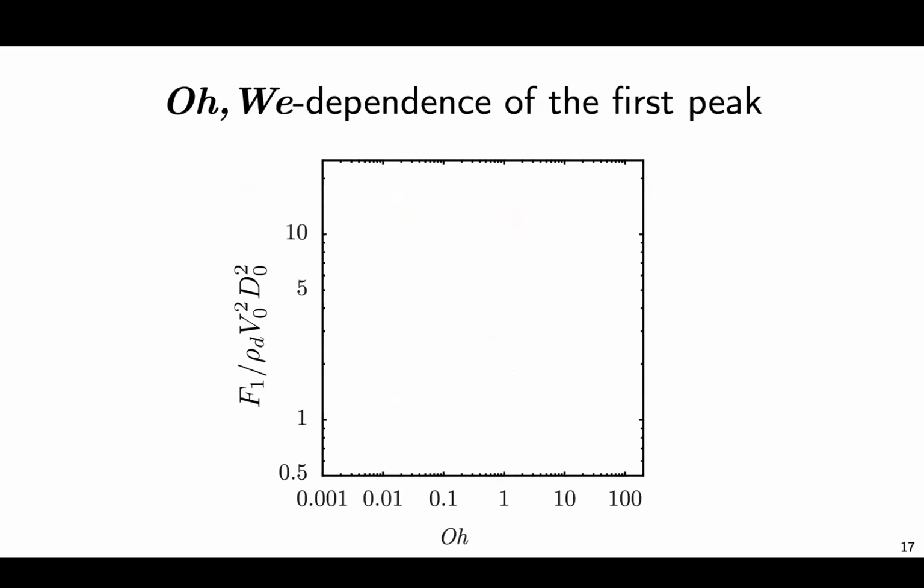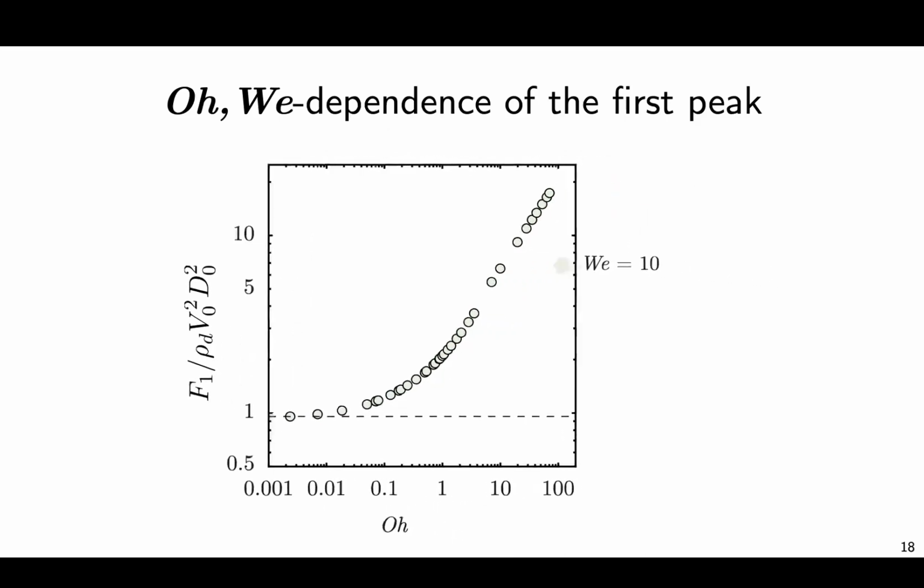In this plot, the y-axis shows the first peak F1 normalized with the inertial pressure force as a function of the Ohnesorge number. And we see that for low Ohnesorge number, it goes to a constant value, which is the same plateau that you saw in the previous slides. However, for large Ohnesorge numbers, the first peak in the impact force increases with Ohnesorge number.